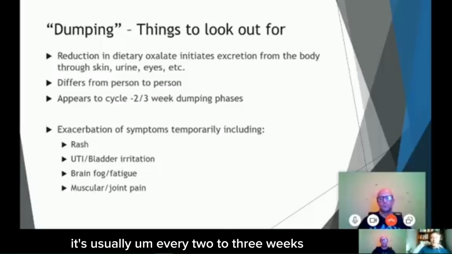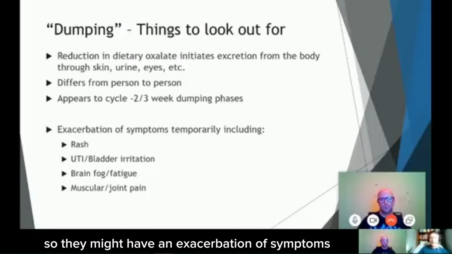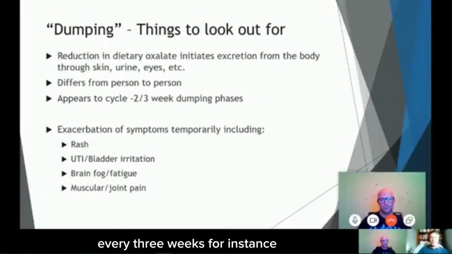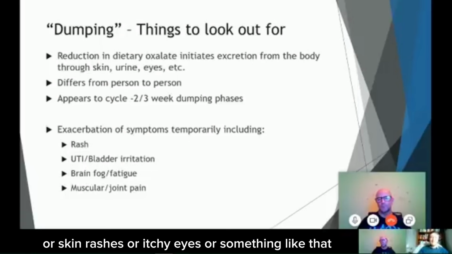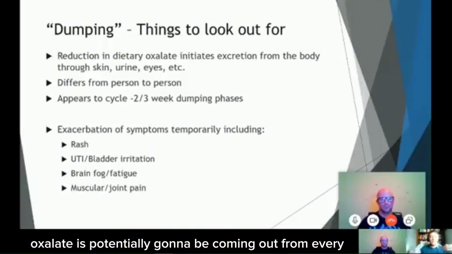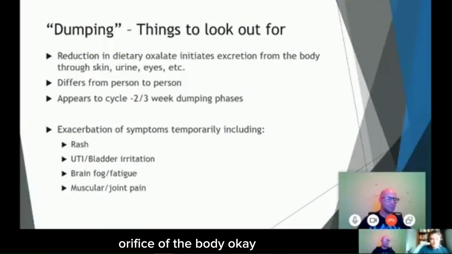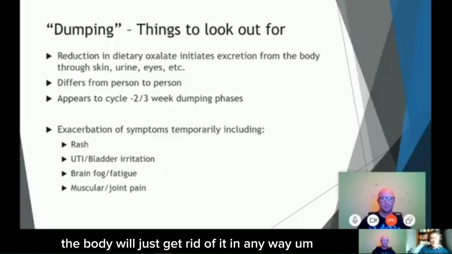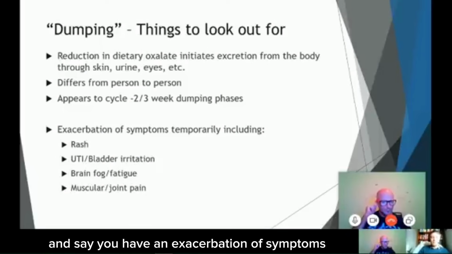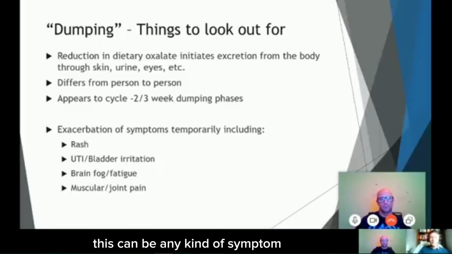So it's usually every 2 to 3 weeks that people go through dumping phases. They might have an exacerbation of symptoms every 3 weeks. For instance, someone may have UTI-related or bladder irritation or joint pain every 3 weeks, or skin rashes or itchy eyes or something like that, because the oxalate is potentially going to be coming out from every orifice of the body. The body will just get rid of it in any way. And so you have an exacerbation of symptoms. This can be any kind of symptom.